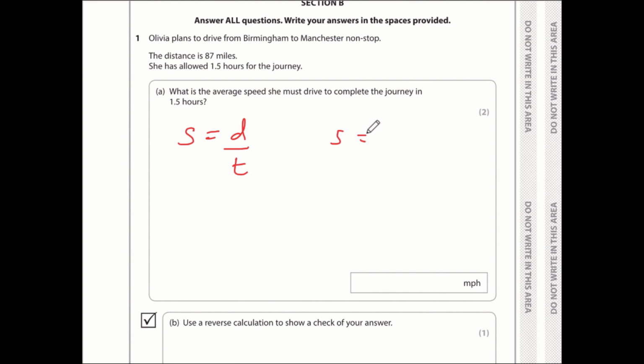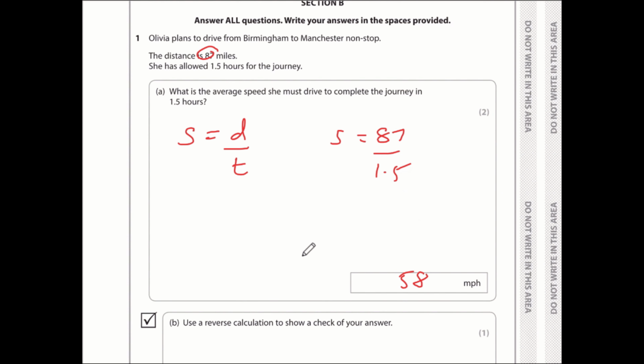So the speed: the distance is 87 miles, and the time is 1.5 hours. Since the distance is in miles and the time is in hours, that means we're going to get a speed in miles per hour, which is good, that's what we want. And 87 divided by 1.5 is 58, so that is 58 miles per hour.